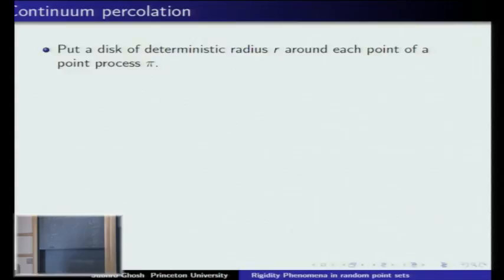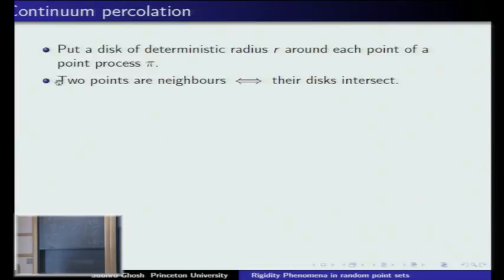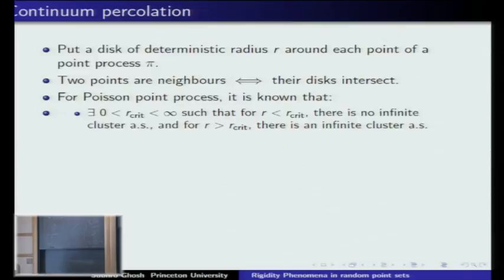This defines a connectivity structure on the points on the plane, and you want to know whether there are infinite clusters, and if there are, how many there are, etc. So, usual percolation questions. Two points are neighbors if their disks intersect. For the Poisson point process, this is a well studied problem. It is known that there is a critical radius such that for radius smaller than the critical radius, there is almost surely no infinite cluster, and for radius bigger than the critical radius, almost surely there is an infinite cluster. And the infinite cluster, when it exists, is unique.